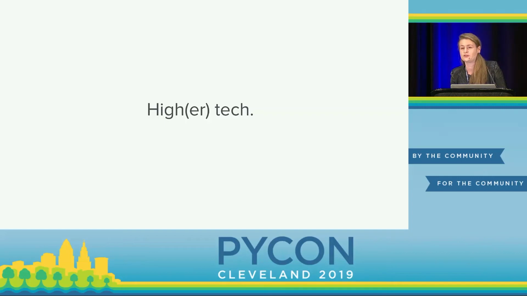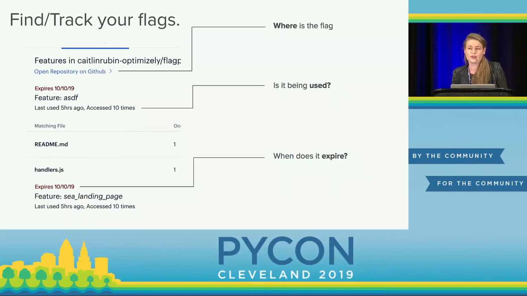If you're working on a feature flag solution like I do, or if you're using something in-house, building something, you can make something that's maybe a little bit more customized. This is like a dashboard that I built. So where is the flag? Is it being used? When does it expire? We're doing it in a little bit more of an automatic way, but we're answering the same questions.